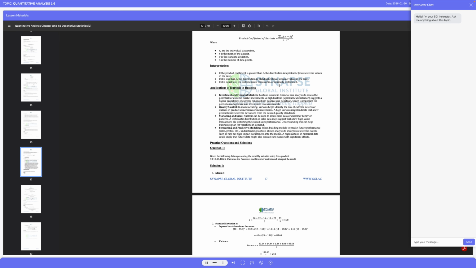This brings us to the end of our discussion on measures of kurtosis. I encourage you to reflect on how kurtosis complements measures of central tendency, dispersion, and skewness by providing insight into the likelihood of extreme values. Together, these descriptive statistics offer a comprehensive framework for understanding data behavior and supporting sound business and financial decision-making.